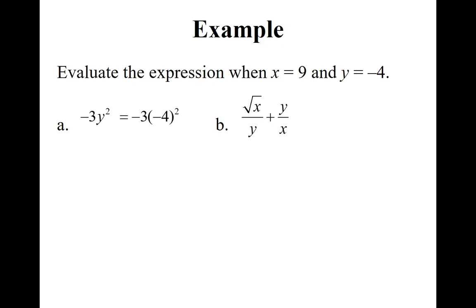Exponent comes next. I should say exponent comes first, now that we can actually do something. Negative 4 squared with the negative inside the parentheses means negative 4 times negative 4. That's positive 16. Negative times positive is negative. 3 times 16 is 48. For B, let's plug in 9 for x and negative 4 for y.